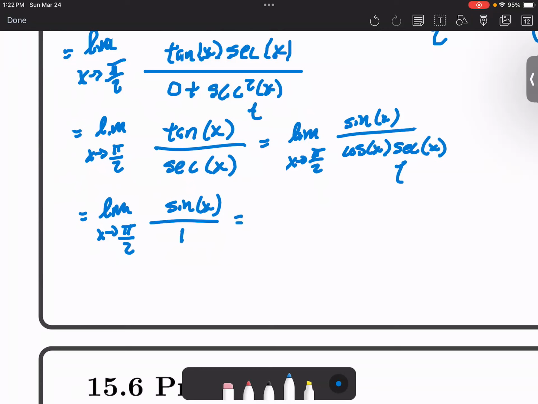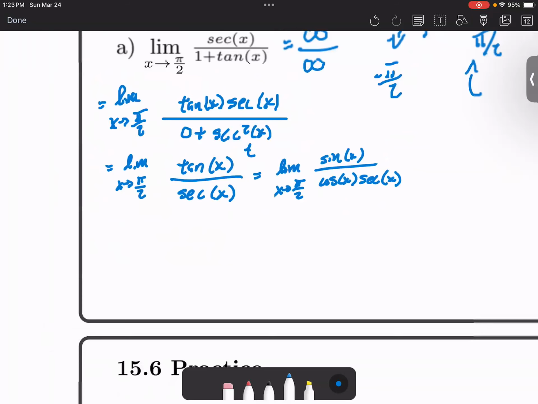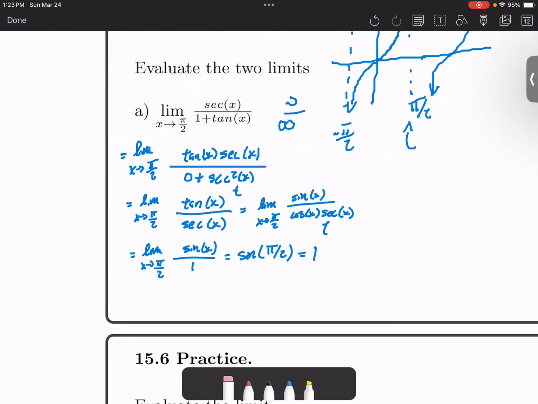Now that we've applied one iteration of L'Hopital's rule, let's try the direct substitution method again. If I try to evaluate sine of x at pi over 2, I have no problem doing this. Sine at pi over 2 is a 1. So we were able to recover a limit, therefore the limit exists and is equal to 1.